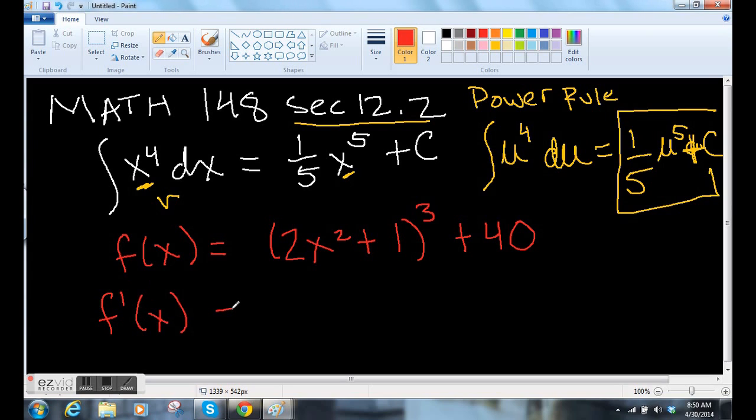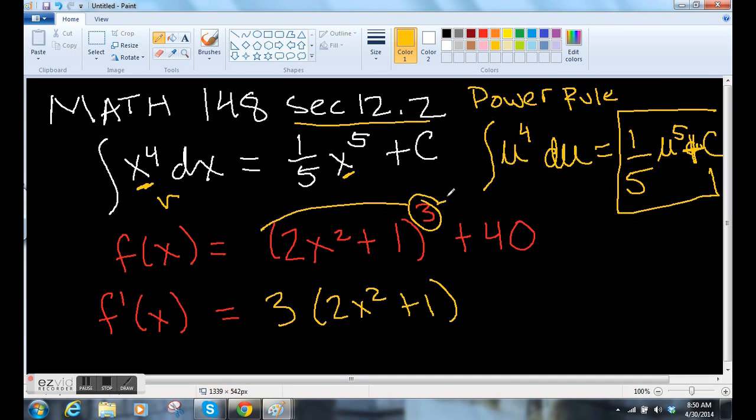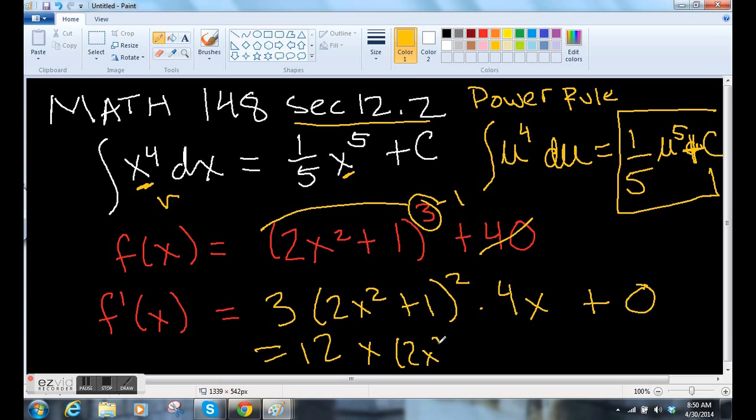Well, many of you at this point, you're feeling pretty confident. The answer is 3. Remember the 3 comes down in front. Times 2x squared plus 1, subtract 1, that becomes 2, multiply by what's inside. I'm just doing the derivative. This is nothing new. 4x plus, the 40 goes away, 0. Okay? So, our answer would be 12x times 2x squared plus 1.